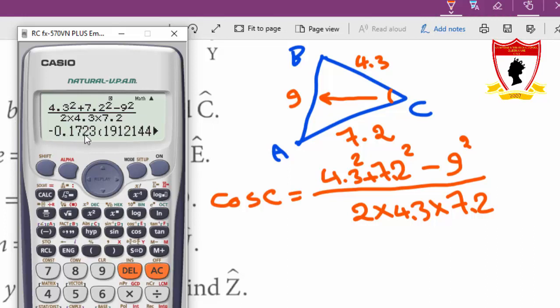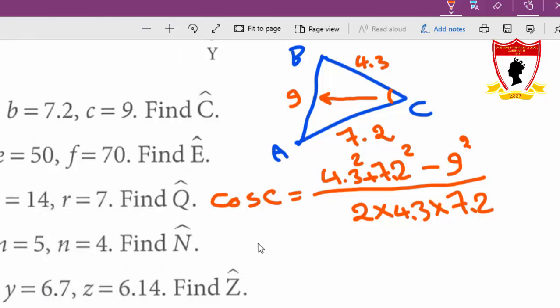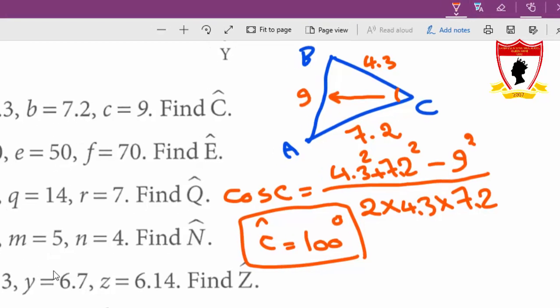Negative 0.1723, but we don't need this result. We need cosine inverse of this result. That gives angle C. Then cosine inverse of the result is 99.9, which is 100. So angle C is nearly 100 degrees. Done. So similarly, you can do the other questions.